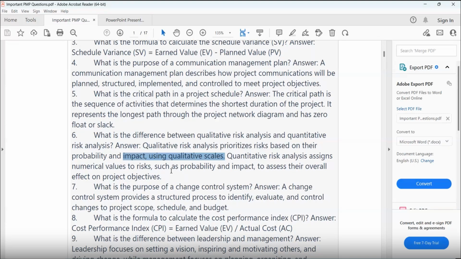Qualitative means not number. Quantitative risk analysis assigns numerical value to risk, such as probability and impact, to assess their overall effect on project. So you say there is 80% chance, there is 60% chance. When you give those numbers, it becomes quantitative. So the basic difference between qualitative analysis and quantitative analysis is, if there are numbers involved, it will be quantitative. And if there are no numbers involved, it will be qualitative.